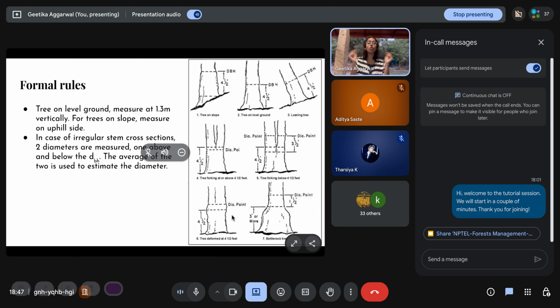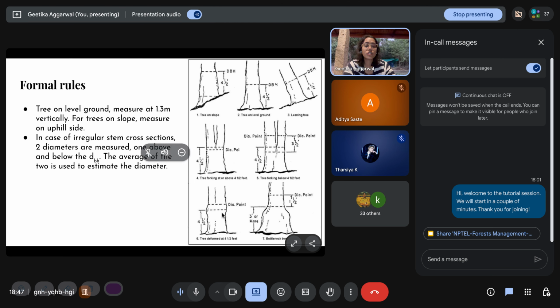You should not take the diameter over the protuberance; take one above and one below. That's basically how you do it, if your DBH is in the protuberance. So if the tree has a bulge at breast height, then you take one measurement above and one below, and then you average them to get the correct estimate.